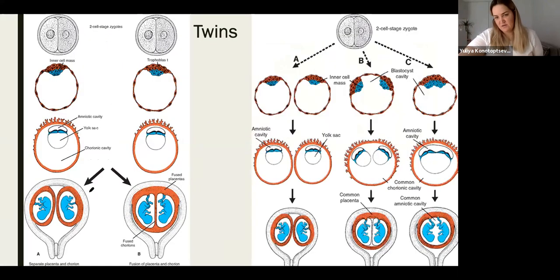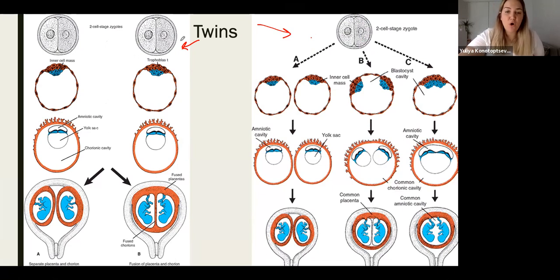Last thing for today, I swear it's just 5 minutes, I'm gonna let you go. Twins. We have 2 types of twins. Monozygotic are on here and dizygotic are on here. Another way, monozygotic are identical twins. They look exactly the same. Dizygotic are non-identical or fraternal twins.